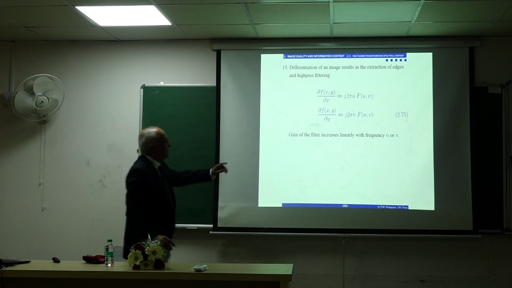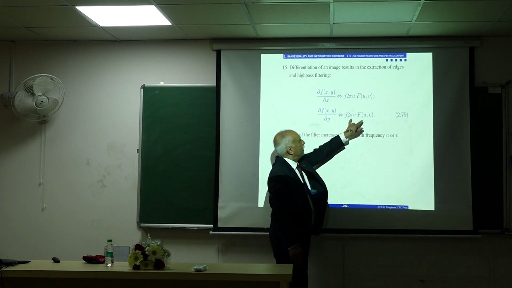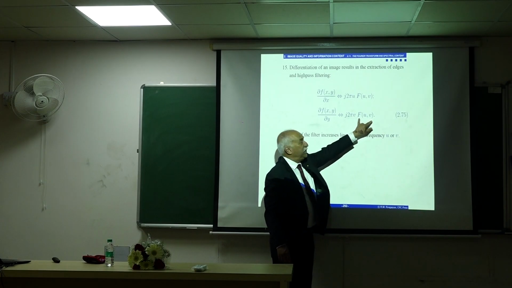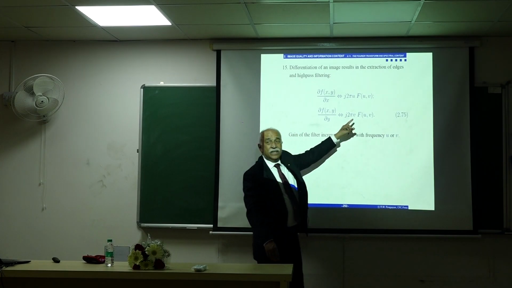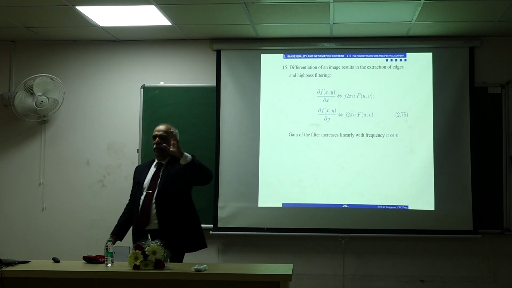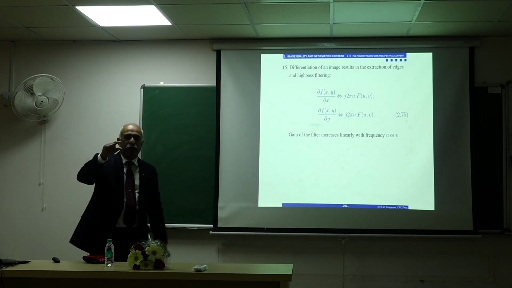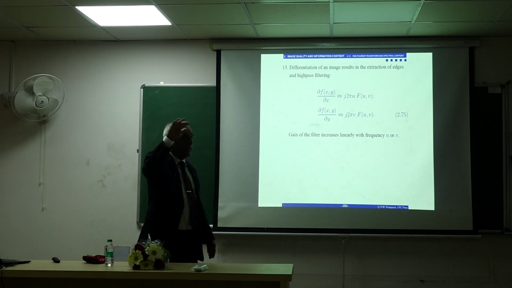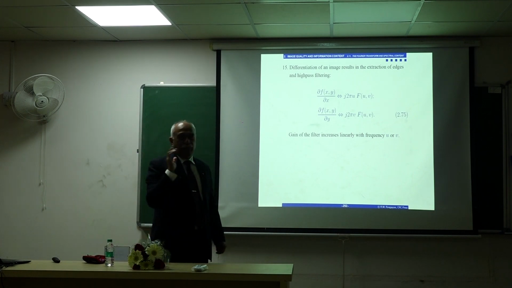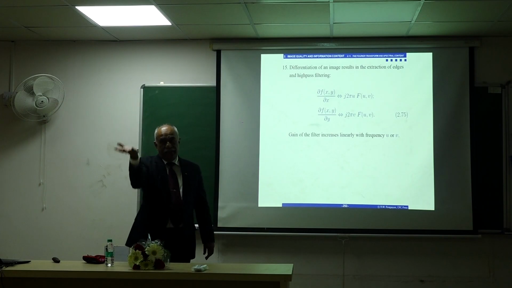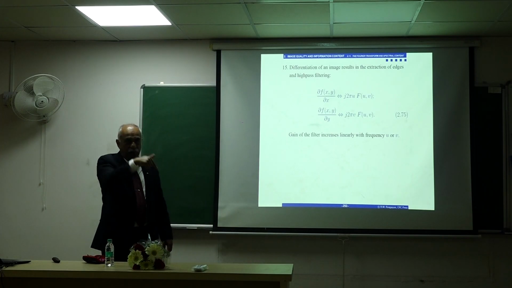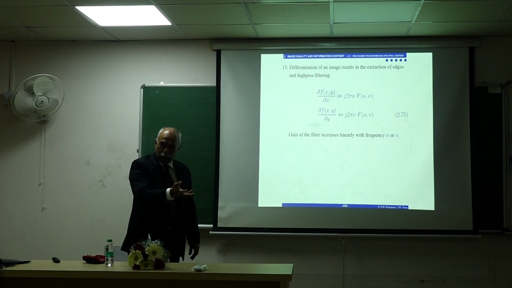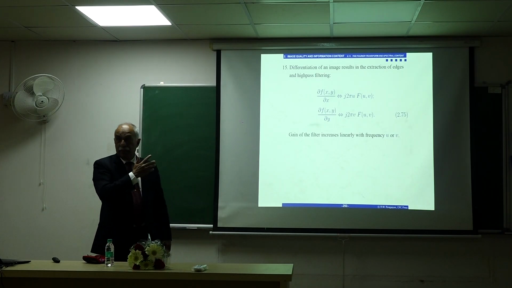So what is it doing? It is giving you the spectrum of the original image multiplied by this j2 pi v. Take the magnitude, just v, forget the 2 pi. It's increasing linearly. So the gain of this filter is increasing linearly with frequency. So high frequency details get more gain. Low frequency components get lower gain. DC gets zero gain, so DC is removed.